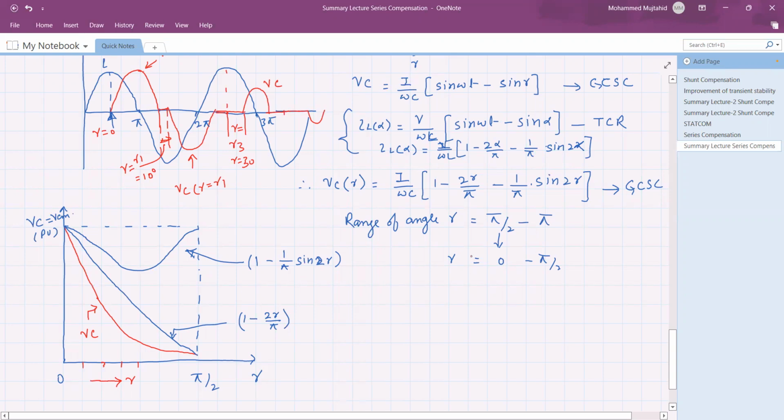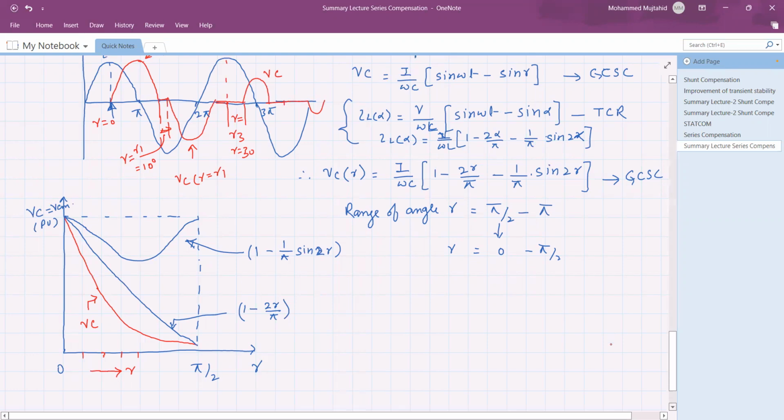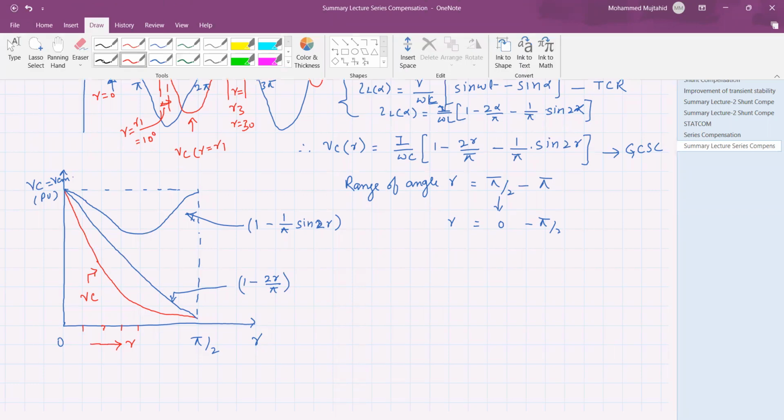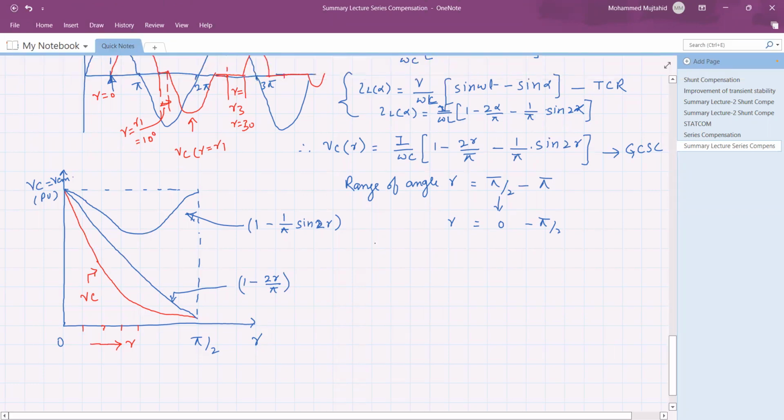Now finally, we'll get the VI characteristic of the GCSC. That is very important. It will work in two modes. One is the voltage compensation mode.